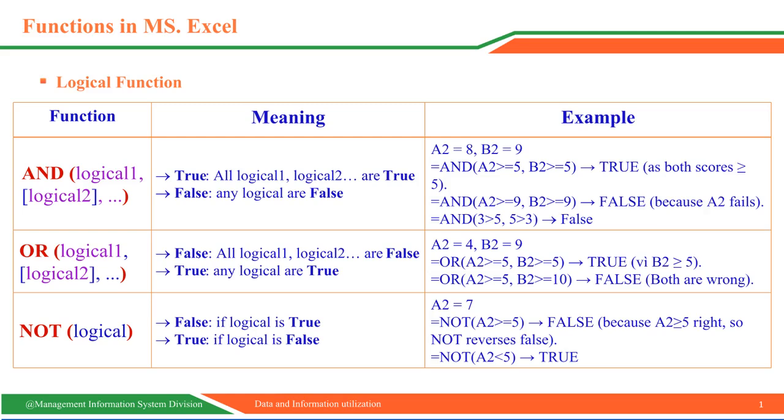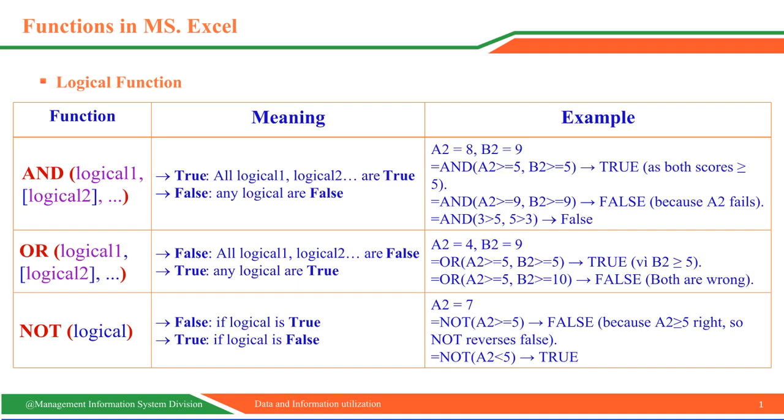Hello everyone. In this section, we will study some common Excel functions used for data processing and analysis. AND function returns true if all conditions are true. Otherwise, it returns false. Example: A2 equals 8, B2 equals 9, and A2 >= 5, B2 >= 5 returns true because both values are greater than or equal to 5. And A2 >= 9, B2 >= 9 returns false because A2 does not meet the condition.